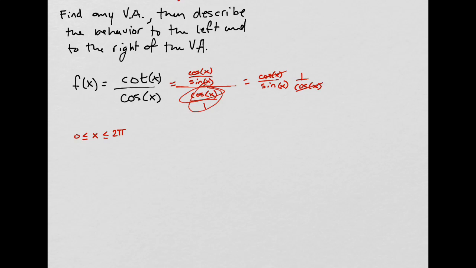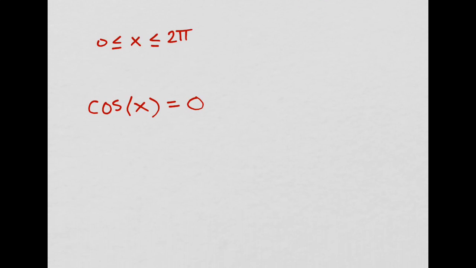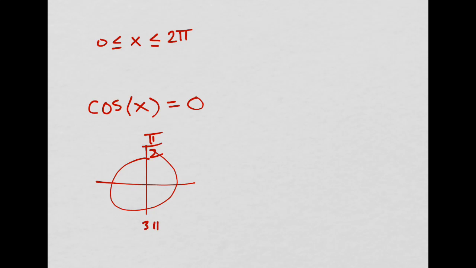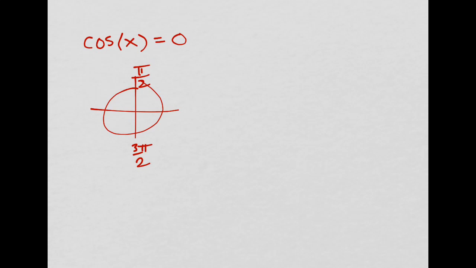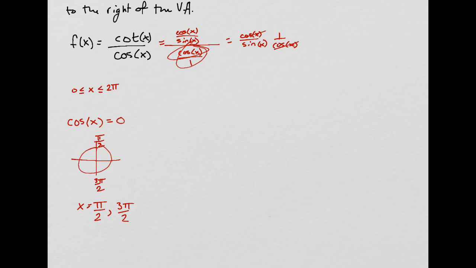Finding where the denominators equal 0. So that first one is obvious for cosine. When does cosine equal 0? From the unit circle, cosine is the x-coordinate, so that would be at pi over 2, and also 3 pi over 2. So x equals pi over 2 and 3 pi over 2. So I'll eventually have to evaluate limits. I don't know if there's a vertical asymptote here or not.